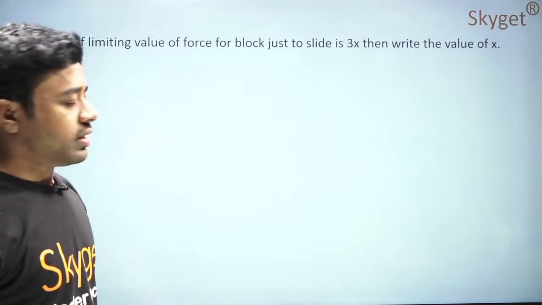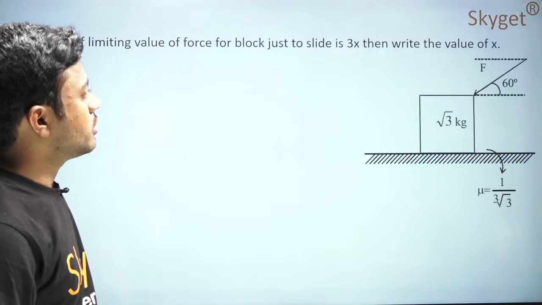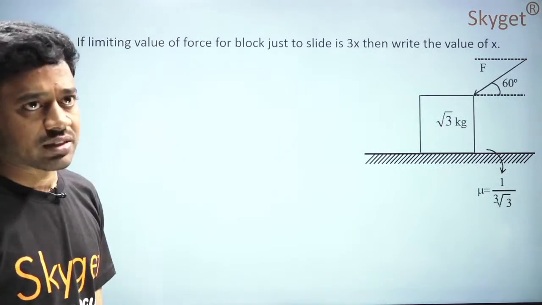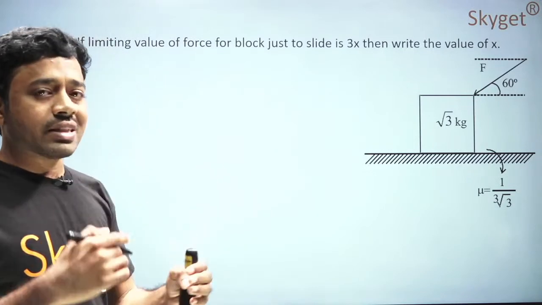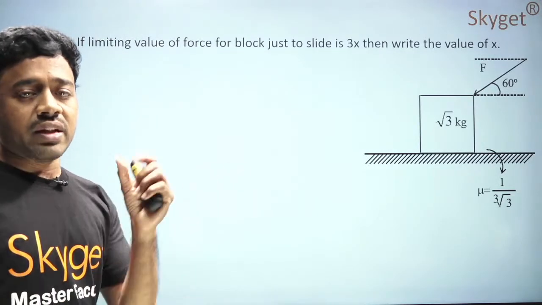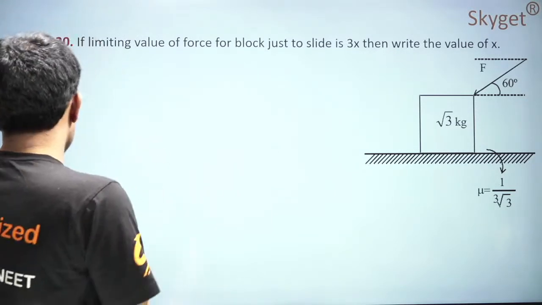Next, in problem number 20, he is saying that the limiting value of force for the block to just slide is 3 times x. Find the value of x. The body is just ready to slide when the value of applied force is equal to the limiting frictional force.